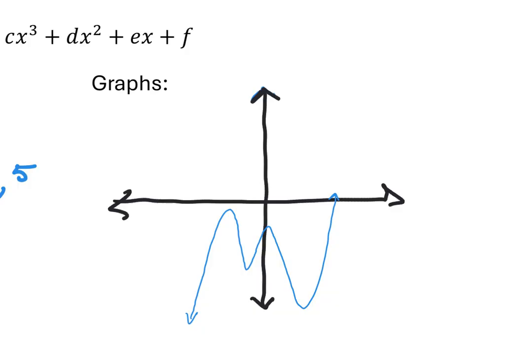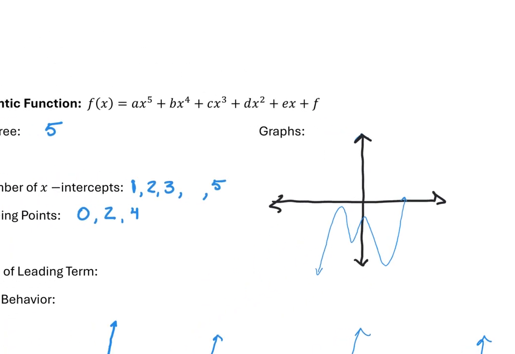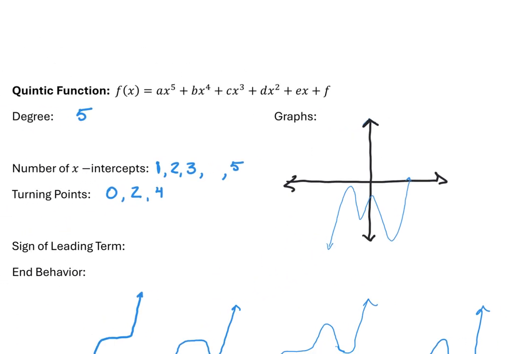And if we also look at this, how many turning points do we have? We have 1, 2, 3, 4. And so those are our possibilities. So we are going to go ahead and add in that it is possible to have 4 x-intercepts.